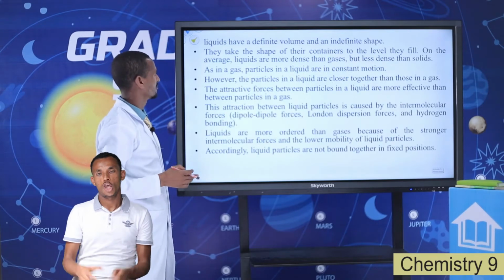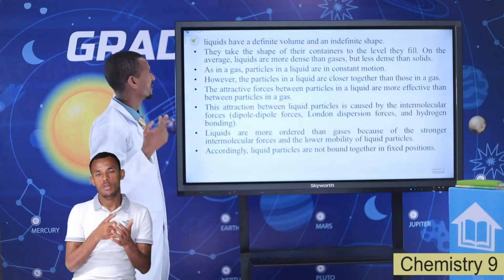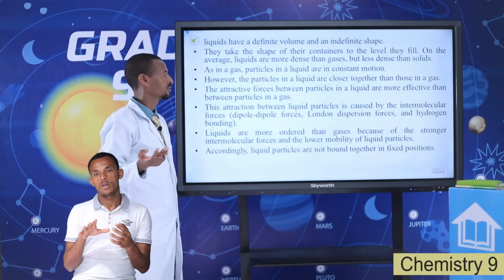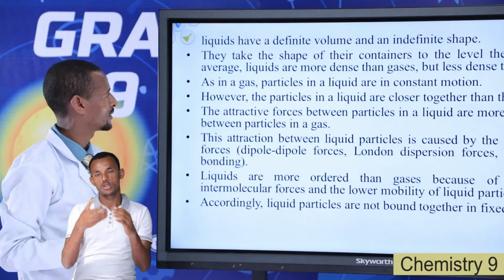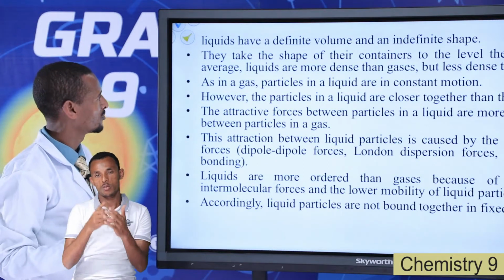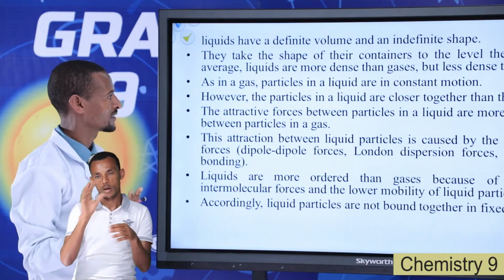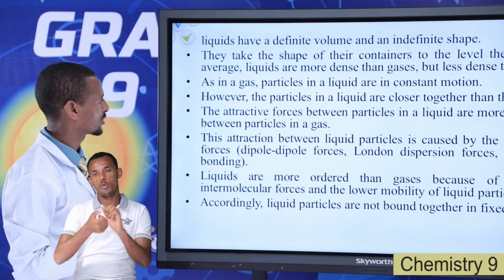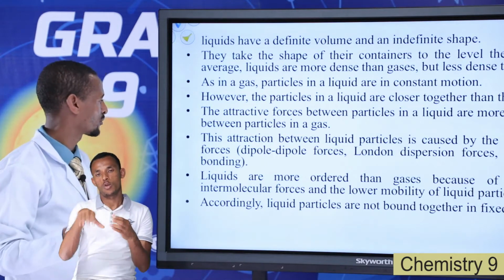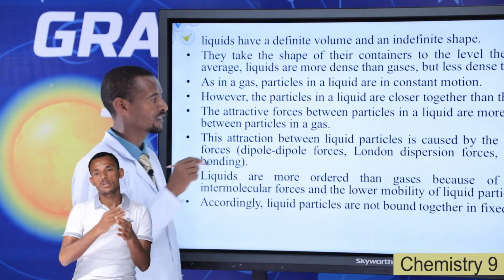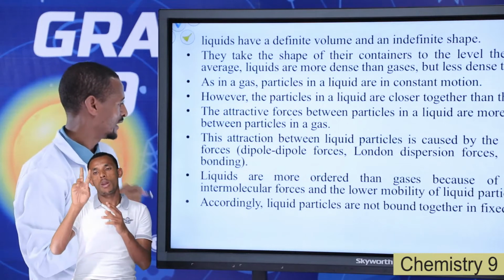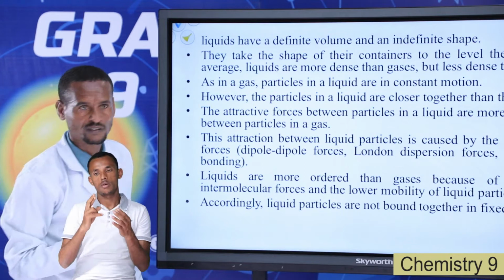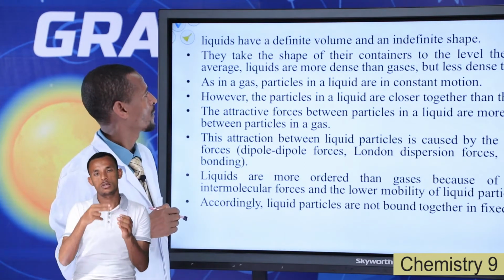The liquid state. We have seen it. Liquids have definite volume, indefinite shape. They take the shape of their container. They are in constant motion, and the particles in a liquid are slightly far apart and compressible. The attraction between liquid particles is caused by intermolecular forces like dipole-dipole force, London dispersion force, and hydrogen bonding. Liquids are more ordered than gases because of the strong intermolecular forces that we have seen.